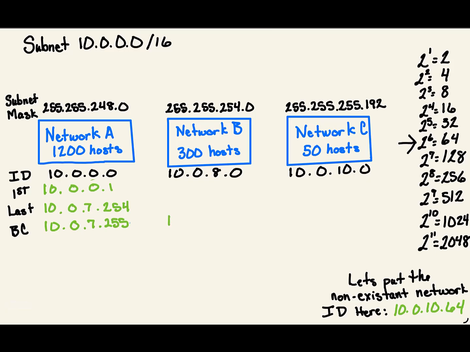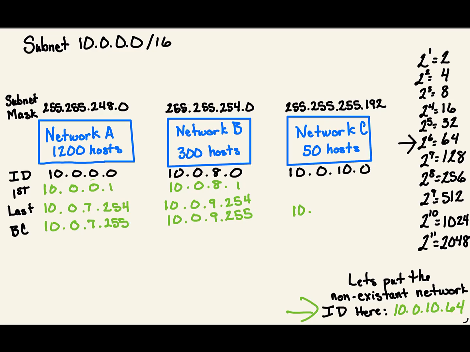Let's figure out network B. For network B, we're going to subtract 1 bit from network C and get the broadcast IPv4. That number will be 10.0.9.255. Now, to complete network B, we're going to subtract 1 bit from the broadcast address, and we will have 10.0.9.254 for the last usable, and 10.0.8.1 for our first usable. Network B is done.